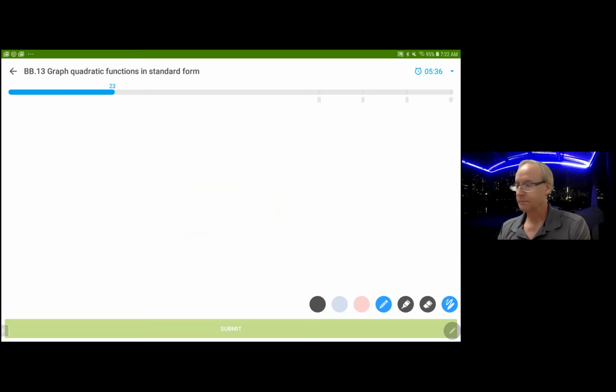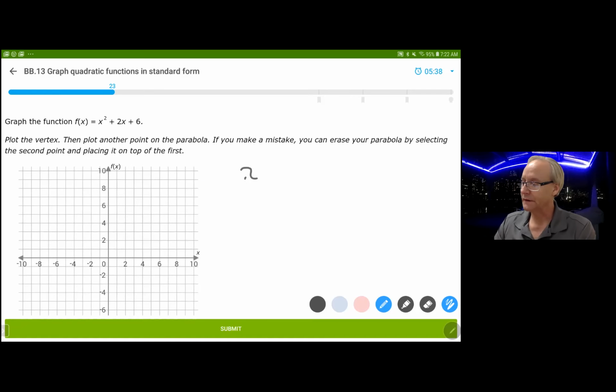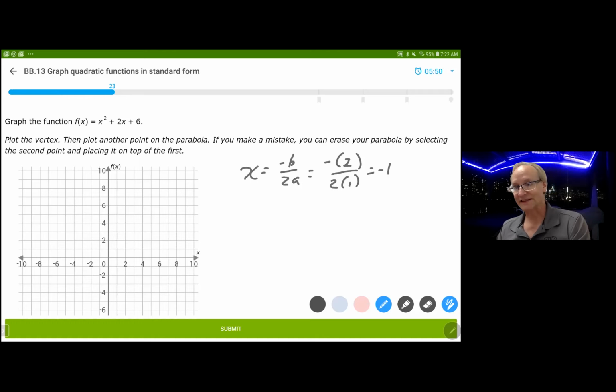Okay, here we go again. We want x equals negative b over 2a. That's negative 2 over 2 times 1. They keep giving me negative 1. Some people are going to think that that's always the case, and it certainly isn't.